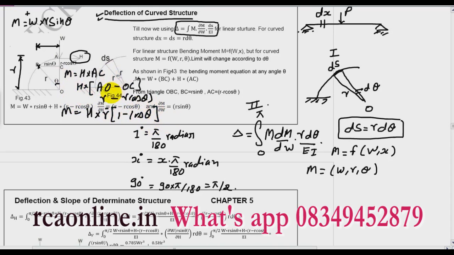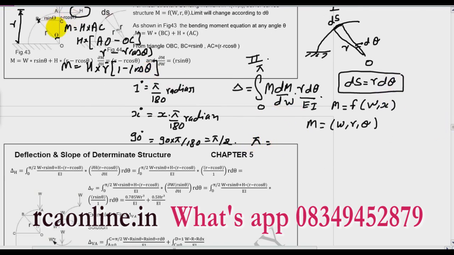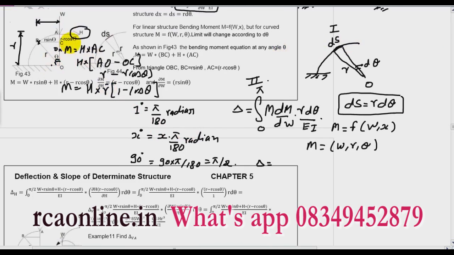Okay friends. So what we get in totality for this? So how is my theta changing? Theta is 0 here and 90 here, 1/4 of the circle. So from here to here the theta is 90. If I change it into radians, what will I get? Pi by 2. What is my deflection in the vertical direction?